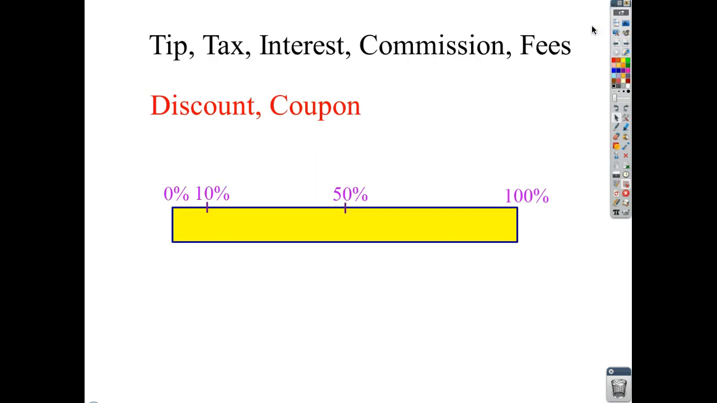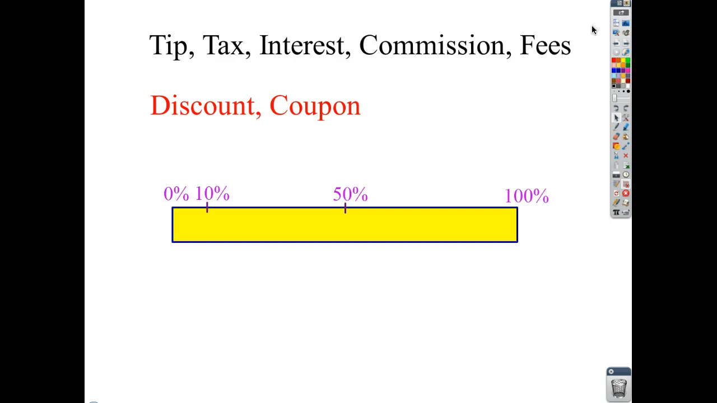Okay, so a couple things we need to talk about here. Tip, tax, interest, commission, fees. These are all typically things that we talk about using percentages that are added on top of something. And then you have something called discount or coupons. Those are things where you use a percent and remove it from the total.